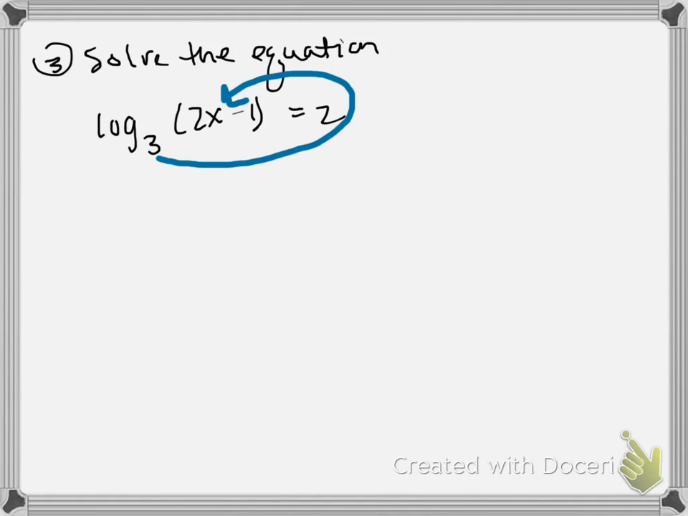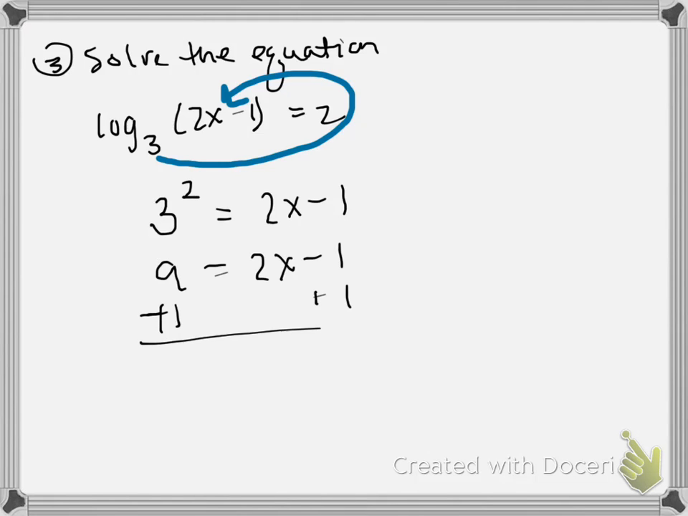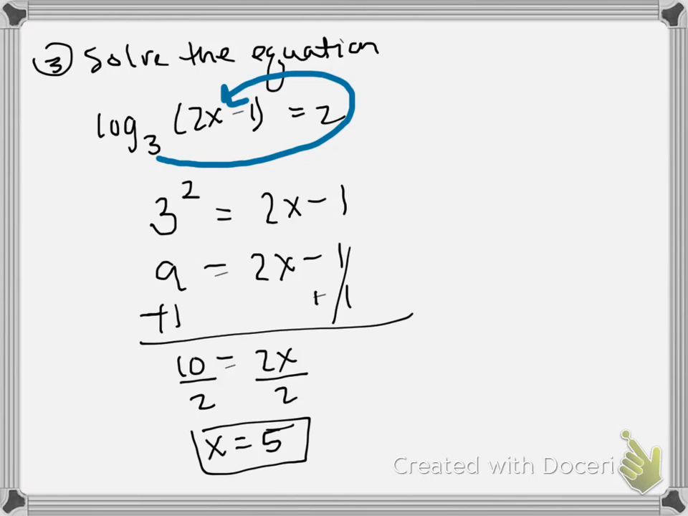And when I think of it in exponential form, I think 3 squared equals 2x minus 1. Well, 3 squared is 9. Add 1 to both sides. I get 10 equals 2x. Divide both sides by 2. And I can see that x equals 5. Voila!